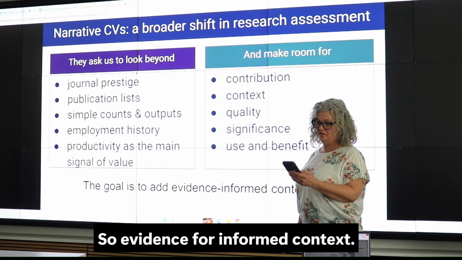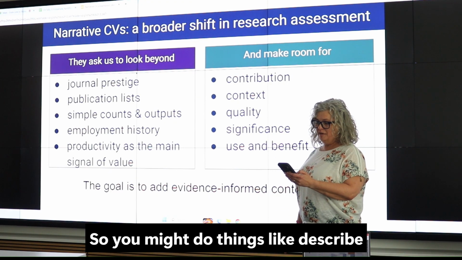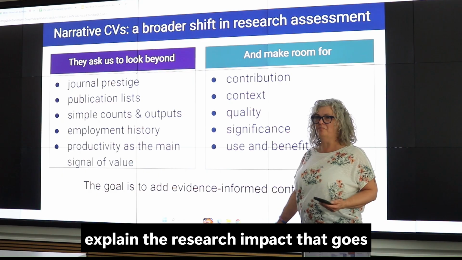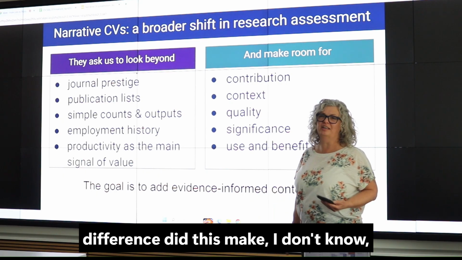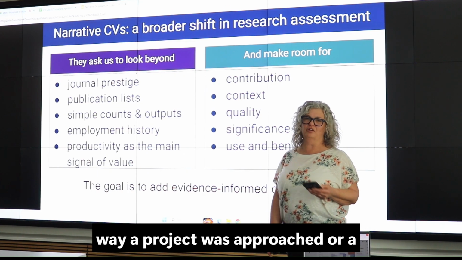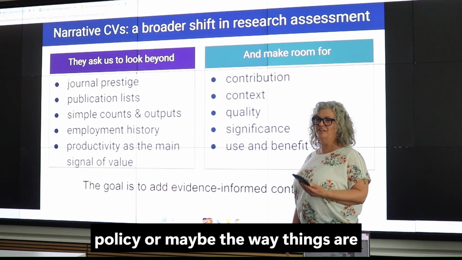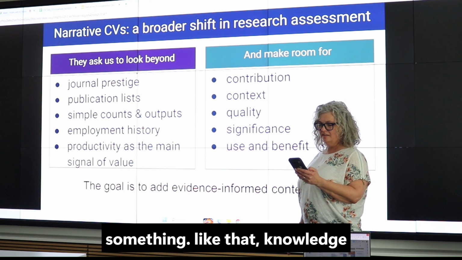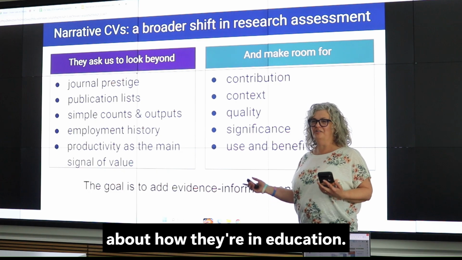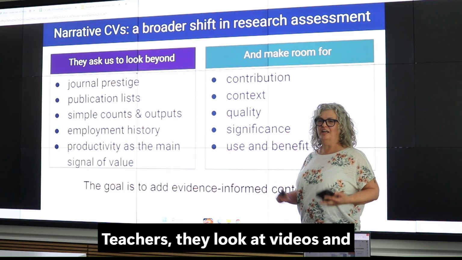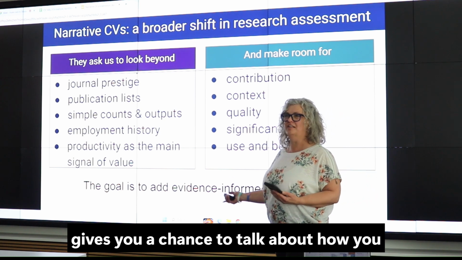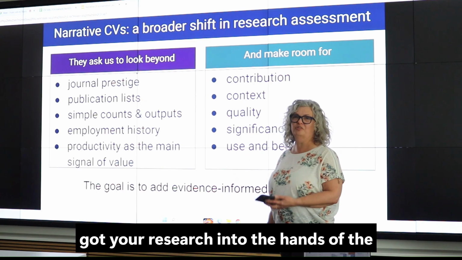So evidence-informed context. You might do things like describe leadership in a collaborative project, or explain the research impact that goes beyond just citation count. So what difference did this make in a program that was planned, or in the way a project was approached, or a policy, or maybe the way things are taught, or the way we understand something. Knowledge mobilization: I was talking to a professor in education who said teachers look at videos and podcasts. They're not going to look at the journal literature, so maybe talk a bit about knowledge mobilization. This gives you a chance to talk about how you got your research into the hands of the people who can use it.